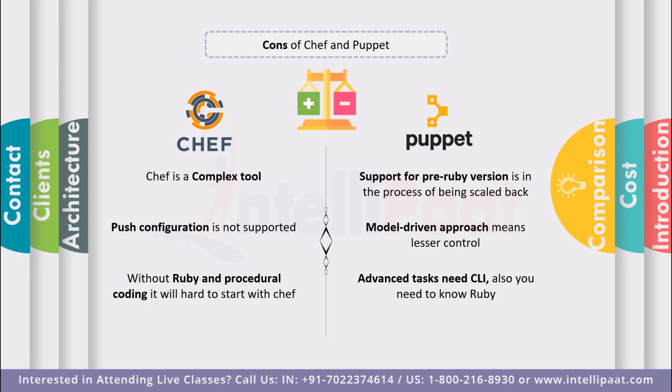So two differences. One is in push, the master node pushes the configuration files into the client nodes. In pull configurations, the client node will look into the master node, and if there are any new configuration files, they'll take it. Next one, without Ruby and procedural coding, it'll be very hard to start with Chef, or you'll basically have to learn a lot. As I already told you, Chef is a code driven or program driven language, and it uses procedural coding. So if you do not know that, it'll take a long time to master Chef.